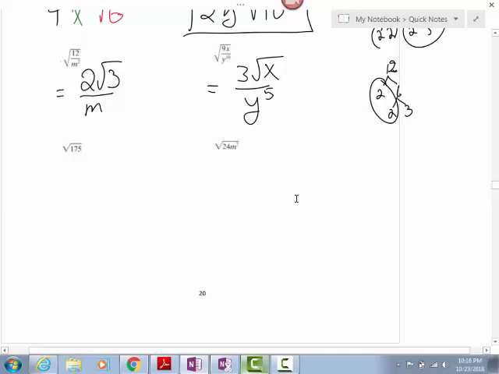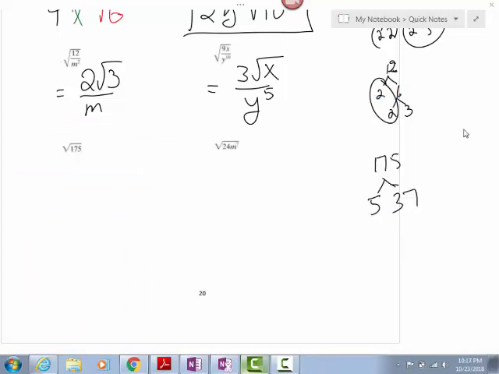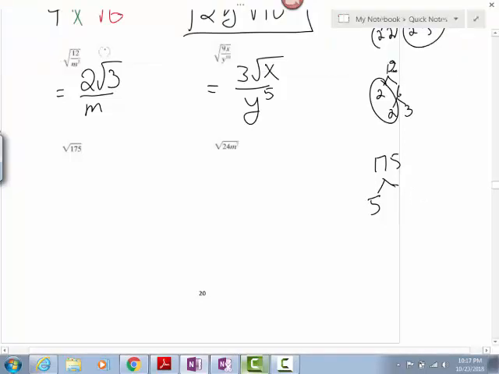All right. So now I have 175. So I'm going to take 175. I know I can at least divide it by 5. 175 divided by 5 is 35, sorry. Let me erase that. Here we go. 35. Yeah, that's right. Now 35 is 5 and 7. So I have a 5 coming outside. We got a 7 going inside.